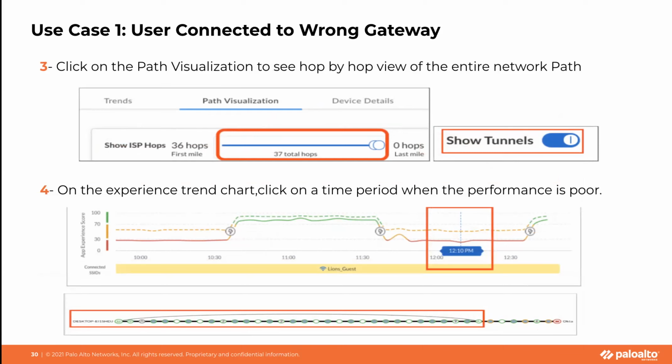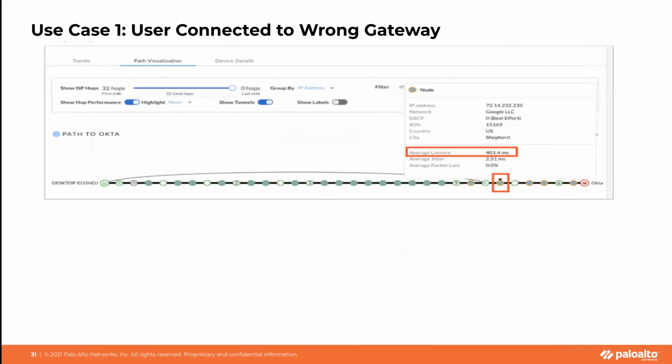You can see that path visualization shows user experience for the selected time period. The user experience is healthy and green all the way up to the Prisma Access. Beyond the Prisma Access, we see that the user experience deteriorates, showing amber and red, on the path between the Prisma Access and the application. Hovering the mouse over this path, we notice that the average latency we are getting here is 401 milliseconds, which is very high.